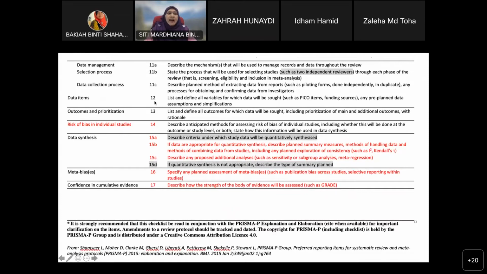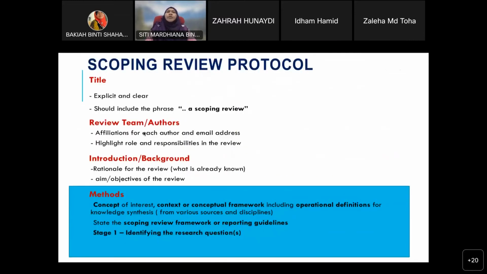And you can also see there are outcomes and prioritization, risk of bias, and data synthesis and meta-bias. These are all specifically for a systematic review. It is not needed in the scoping review. So this is the protocol for scoping review. Okay, the checklist for scoping review protocol. If you look here, it is much simpler compared to the systematic review.